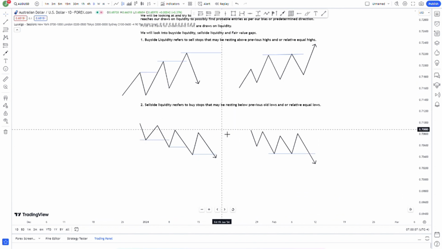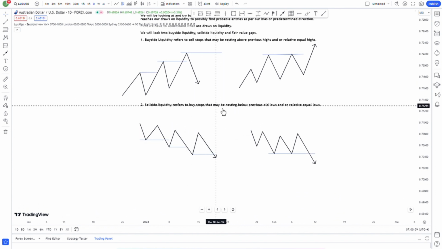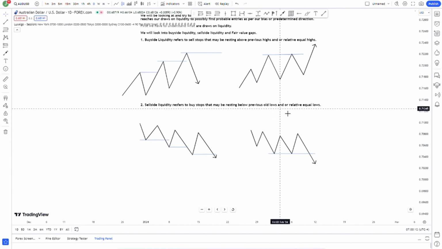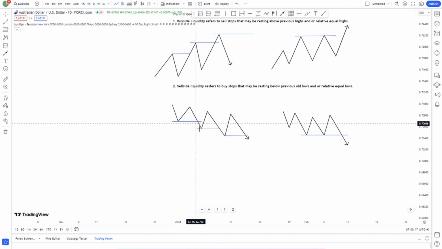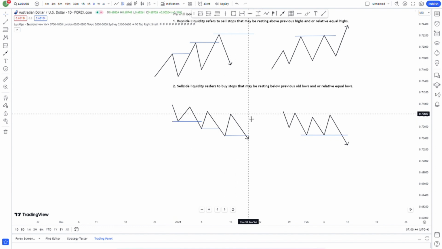We also have sell-side liquidity, which refers to buy stops that may be resting below previous old lows and or relative equal lows. Now below every low that the market has created, there will be buy stops. These are the levels where the retail traders will be thinking the market would come and create either a double bottom, or there will be some form of support where the retail traders will be thinking the market would come and retest and or possibly buy from it, but the market would simply sell through the previous lows and run through the buy stops that would be resting below.